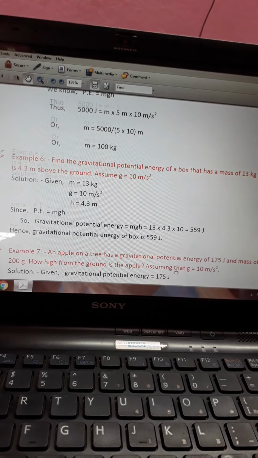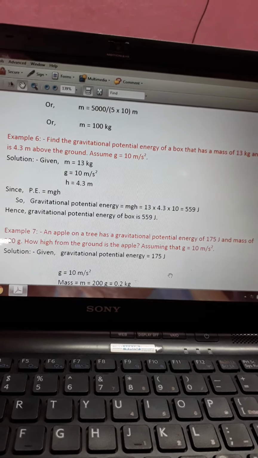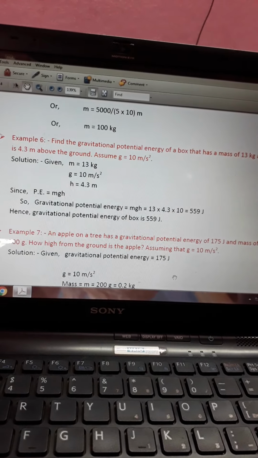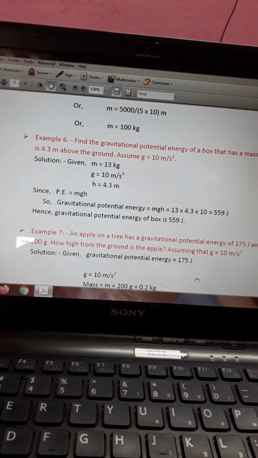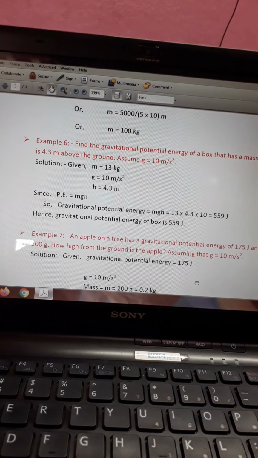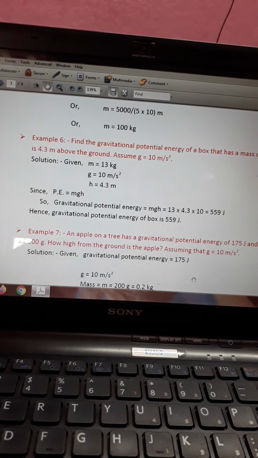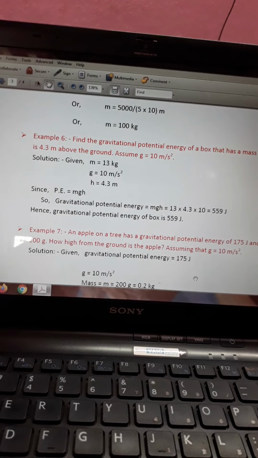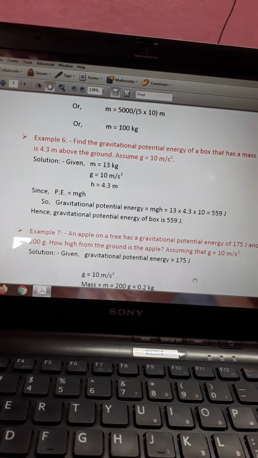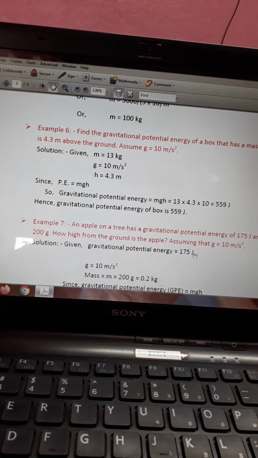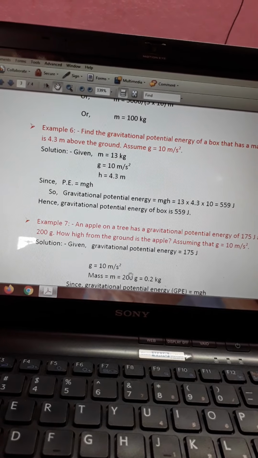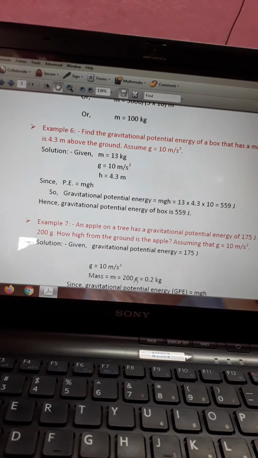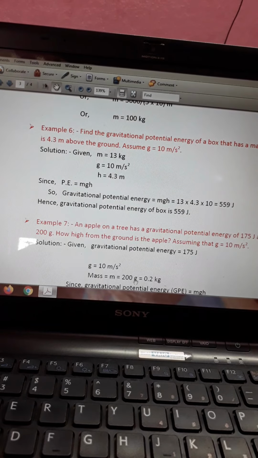You will get 559 joule. Number 7. An apple on a tree has a gravitational potential energy of 175 joule and mass of 200 gram. How high from the ground is the apple? Assuming that small g is equal to 10 meter per second square. So gravitational potential energy is given, 175 joule. Small g is given also, 10 meter per second square. Mass 200 gram. See this unit. Potential energy's unit is joule, so it is in SI, and small g's value is in SI, but the mass m is in gram. So this gram is the unit of mass in CGS.